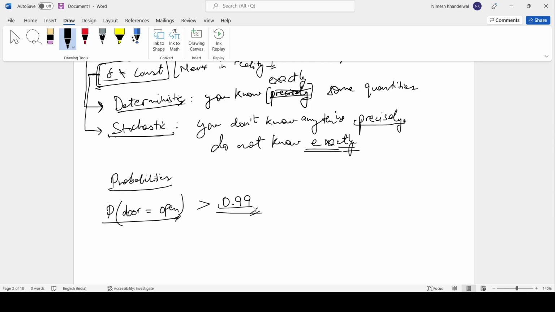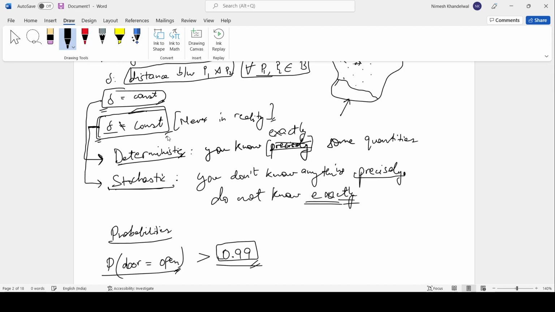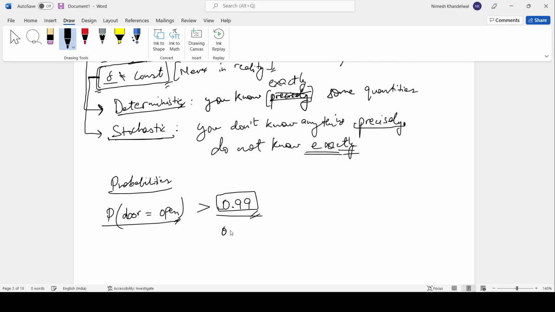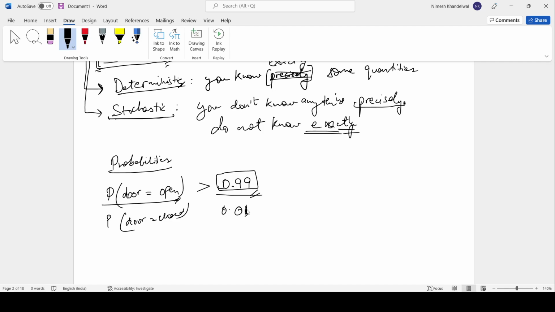But we are still leaving room for anything to happen. Basically, there is also a 0.01 probability that the door is closed. So you are pretty sure that the door is open, but you do not know exactly if the door is open or not, because again, in the real world, anything can happen.